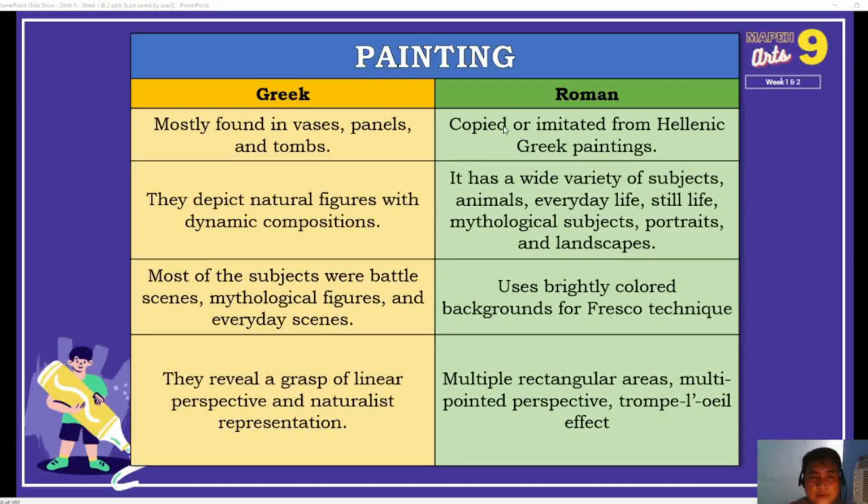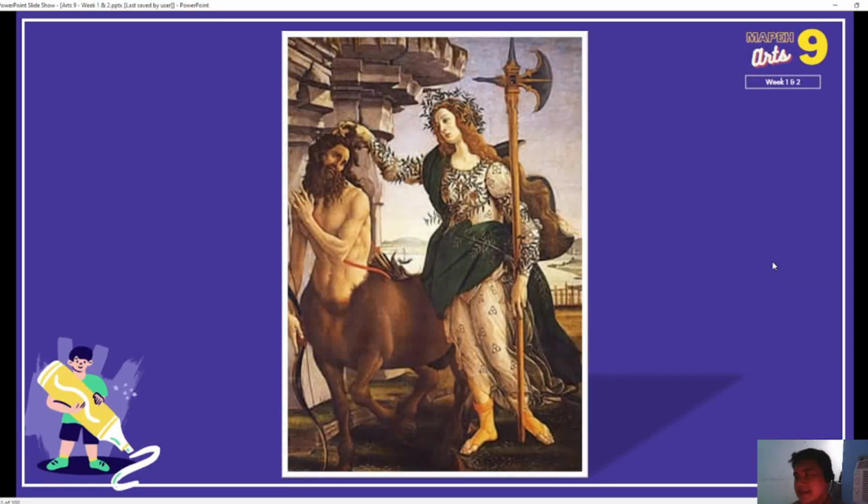On the other hand, for Roman paintings, copied or imitated from Hellenic Greek paintings, it has a wide variety of subjects: animals, everyday life, still life, mythological subjects, portraits, and landscapes. Uses brightly colored backgrounds for fresco technique, multiple rectangular areas, multi-pointed perspective, trompe-l'oeil effect. Okay? So let's have some examples.